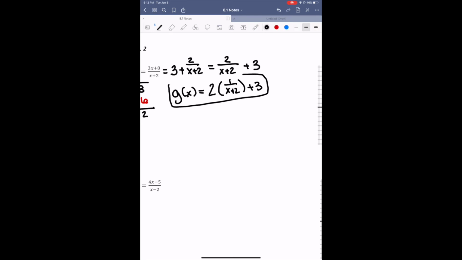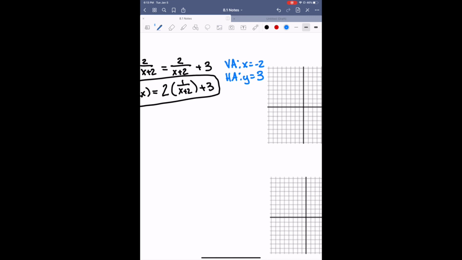Here's our equation. Based off of our equation, we know that we're going to have a vertical stretch by 2. We're going to move left 2, and we're going to move up 3. So what does this tell me? It tells me that we have a vertical asymptote at x equals -2, so it's moving left. We have a horizontal asymptote at y equals 3, so it's moving up.